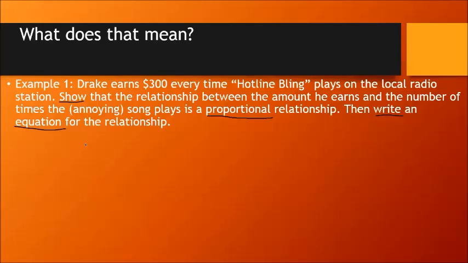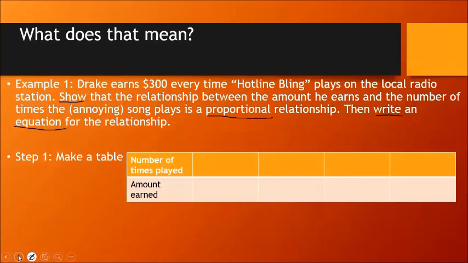So there's 3 steps to this process. So step 1, let's make a table. Make a table of the number of times that it's played and the amount that he earns. So if I start making my table, let's just say it plays 1 time. We would only be so lucky for it to play 1 time. It plays like 15, I think. He would make $300. So if it plays 2 times, how much does he make? He makes $600.